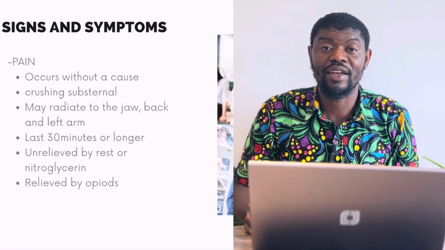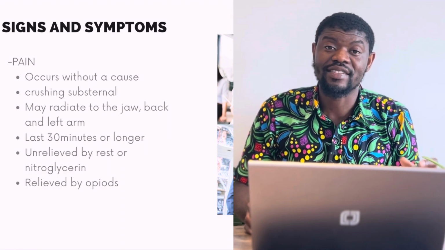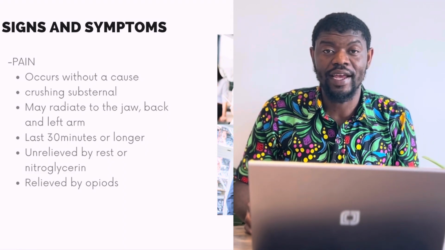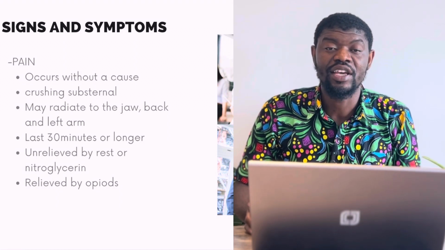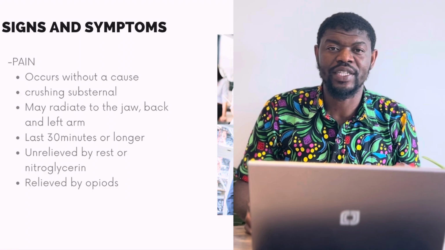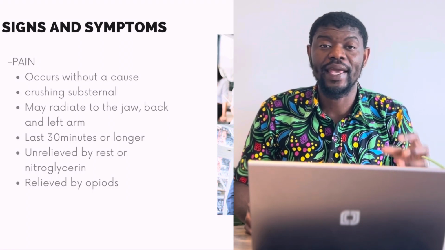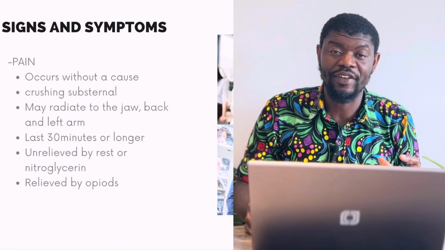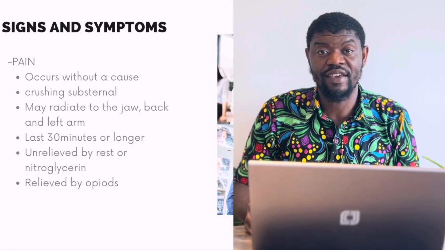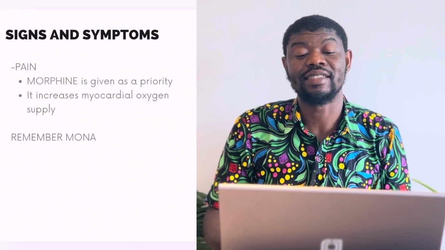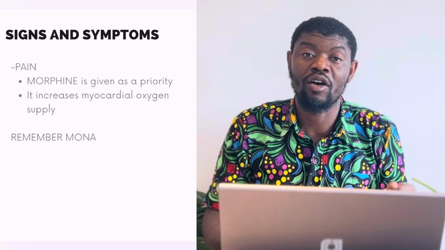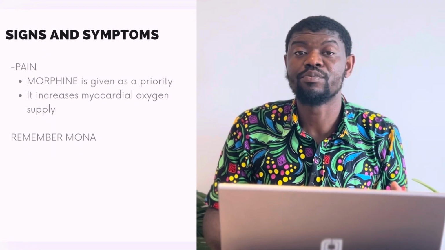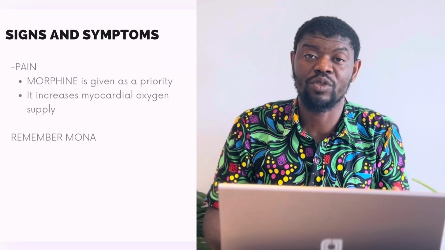When you listen to the previous videos we did, we said in some of the angina pains, once you rest or once you give nitroglycerin, your pain should be resolved. But with myocardial infarction, your pain is actually resolved with the administration of opioids. So morphine is a very good opioid to give in myocardial infarction. Why morphine, and why is it given as a priority? What morphine does is that it increases myocardial oxygen supply. And so there's more oxygen that is able to get to the myocardium.